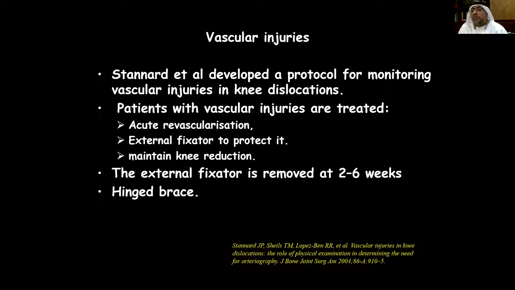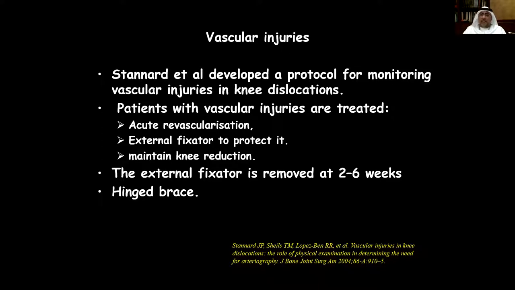So when we talk about vascular, we need to understand how we address these patients. Yes, sometimes we need to address the multi-ligament injury acutely by addressing all the ligaments, but if you have a vascular injury, then limb is before function. And Stannard, James Stannard, came up with a protocol with his group in 2004 for managing vascular injury, where first we need to revascularize the knee and put an external fixator to protect it, because it will take a very long time to do all the ligaments at once. And by that time, you know, ischemia will happen. So you need to go quick and prompt.